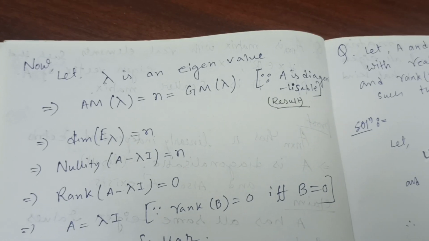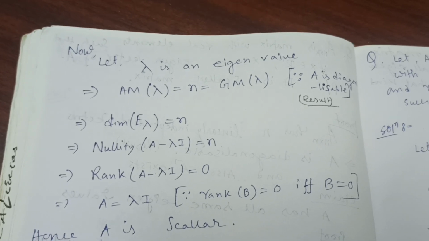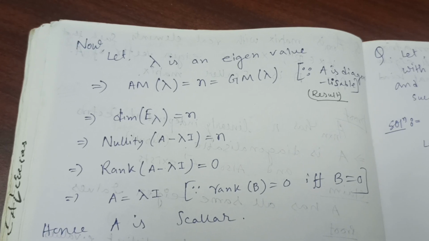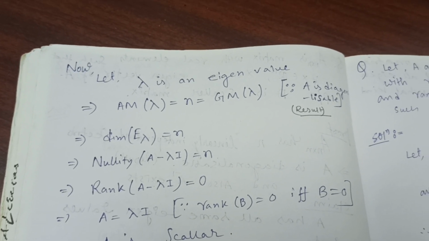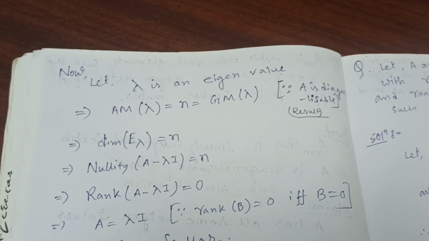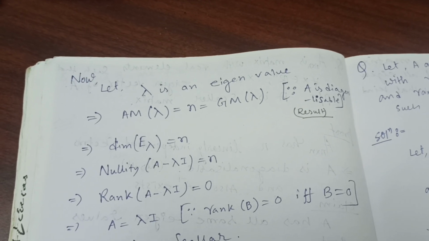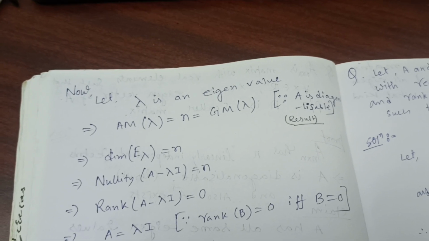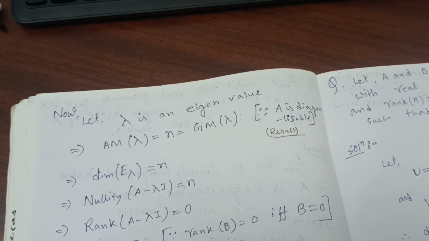Now, since the matrix is diagonalizable, I'll use another result related to diagonalizability, which says that the algebraic multiplicity of lambda, which is equal to n, equals the geometric multiplicity. Now, what is geometric multiplicity? Geometric multiplicity means the dimension of the eigenspace corresponding to lambda, which is equal to n. Now, the dimension of the eigenspace is equal to the nullity of A minus lambda I, which is n.